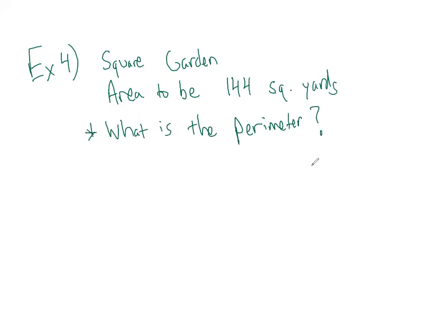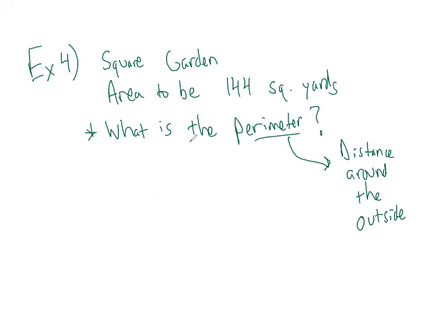So this is a great question because we have to use the area formula, we have to use square root, and we have to know what perimeter is. If you don't remember what perimeter is, it's the distance around the outside of a shape. Okay, the distance around the outside.